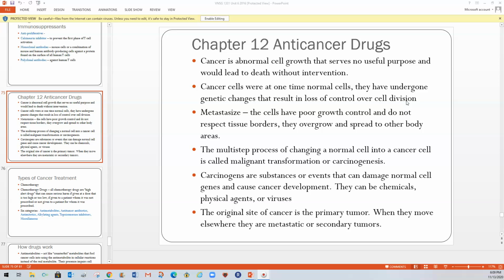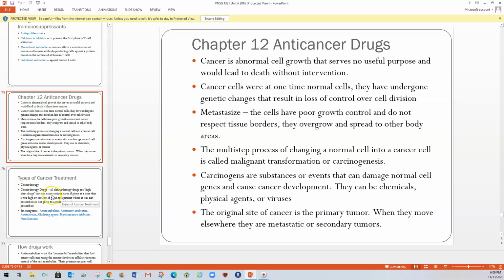The multi-step process of changing a normal cell into a cancer cell is called malignant transformation or carcinogenesis. Carcinogens, you know what those are. Those are substances or events that can damage a normal cell's genes and cause cancer development. They can be chemicals, physical agents, or viruses. The original site of the cancer is called the primary tumor. And then when they move elsewhere, as we talked about, they are called metastatic or a secondary tumor.